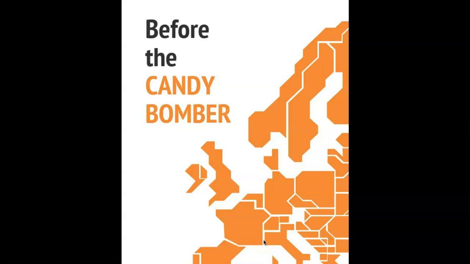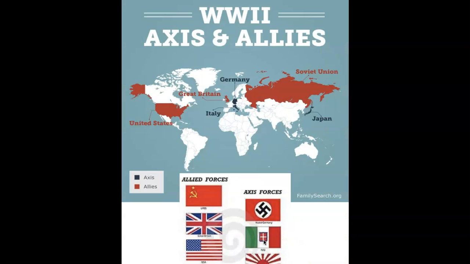This is an introduction to the historical context of the book The Candy Bomber. So World War II was fought between the Axis and the Allied forces. The Axis forces were the bad guys. Nazi Germany was the big ringleader in that, along with Italy and Japan.